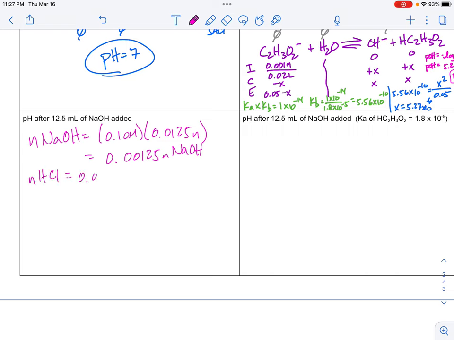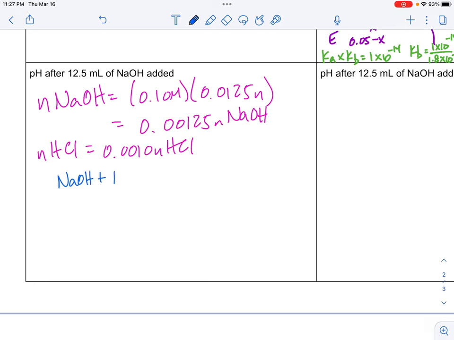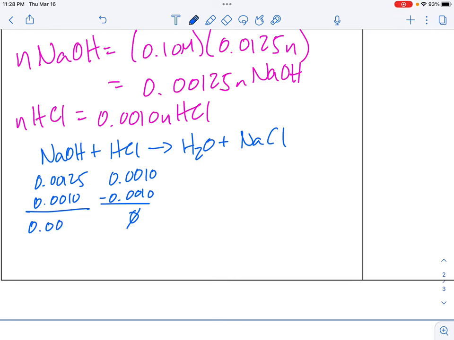And let's go ahead and write down our neutralization here. So our NaOH plus HCl makes water and NaCl. Our NaOH is 0.00125, and 0.001 for our HCl. Those are our moles. The HCl is the smaller amount now, 0.001. It all reacts, and we're going to subtract our 0.001 here. And so we actually have some excess base in this case, 0.00025 moles.